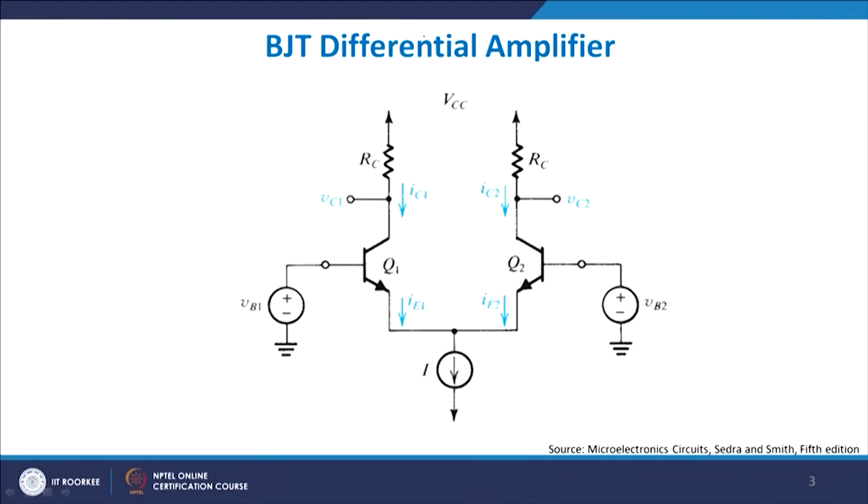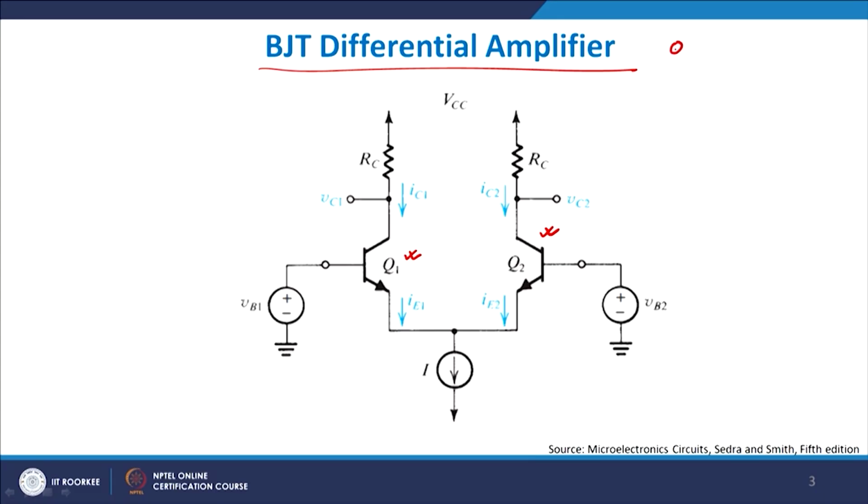We will discuss one by one as we move along, but let us look first at a basic BJT differential amplifier, which is in front of you, which you can see here, right. This is a basic BJT differential amplifier in which we have two transistors Q1 and Q2.